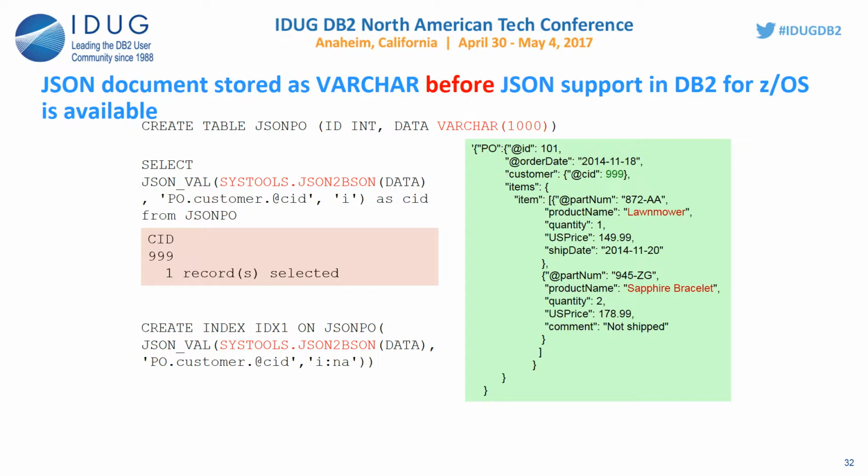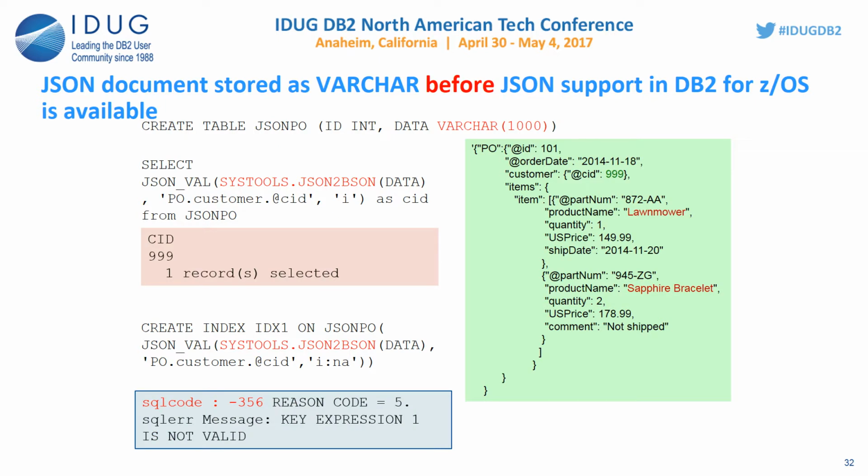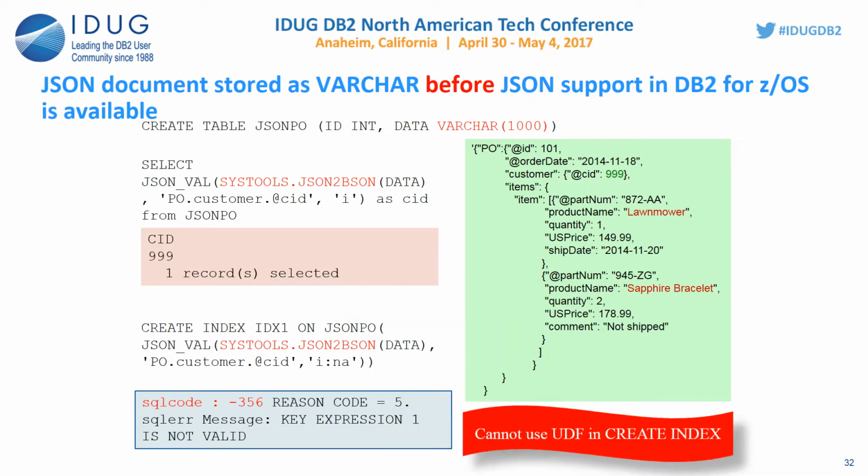It does not work. The reason behind that is, for all these indexes, we cannot use a UDF. This guy is a UDF. This one is not specific to JSON, it's a general rule for Db2. You cannot create an index where your index definition contains a UDF.